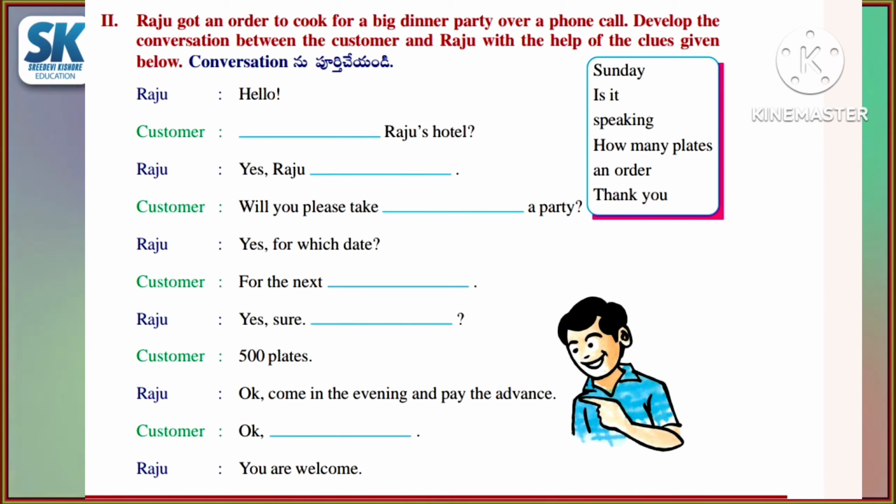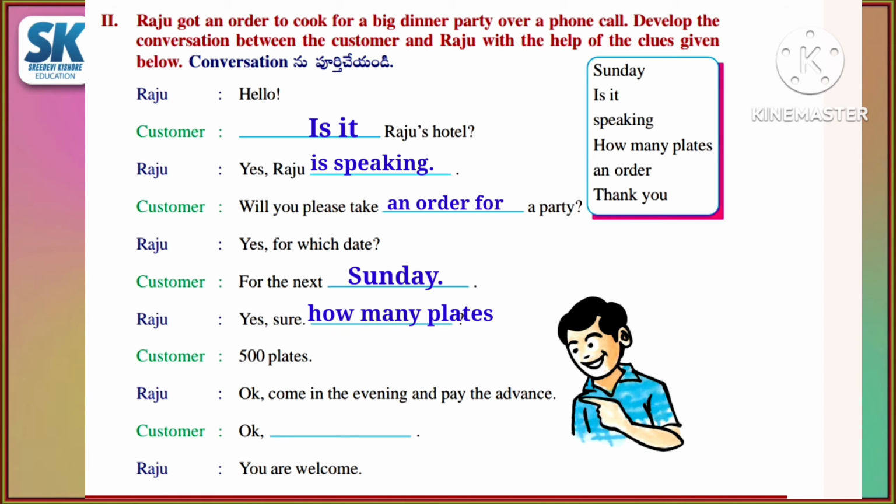Develop the conversation between the customer and Raju with the help of the clues given below. Customer: Hello, is it Raju's hotel? Raju: Yes, Raju is speaking. Customer: Will you please take an order for a party? Raju: Yes, for which date? Customer: For the next Sunday. Raju: Yes, sure. How many plates? Customer: 500 plates. Raju: Okay, come in the evening and pay the advance. Customer: Okay, thank you. Raju: You are welcome.